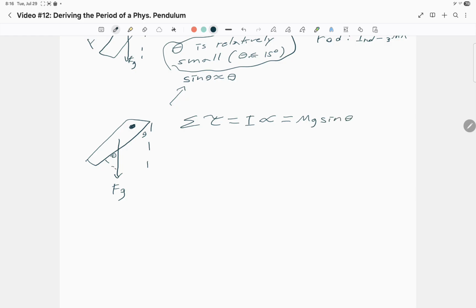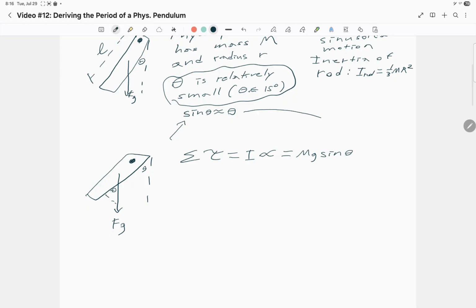Isn't that nice? And because of the small angle approximation, we can substitute sine theta with theta, because when theta is relatively small, less than 15 degrees, the sine of that angle is roughly the same as the value of the angle itself, when we're dealing with radians at least, which is assumed here, even though I used degrees up there. That's just a mathematical fact, which is very helpful here.